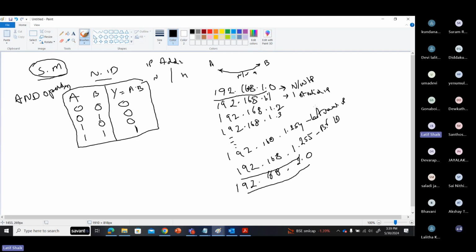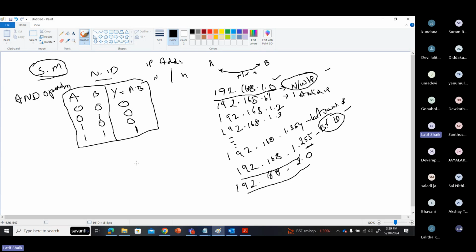And if you observe, this is a network ID, this is a broadcast ID. This network ID and broadcast ID, we cannot assign to any device. In between them, we can assign to any of the devices. Okay. So these two we are not able to use. But we started with 0 and ended with 255. In this case, we started with 0, ended with 255.